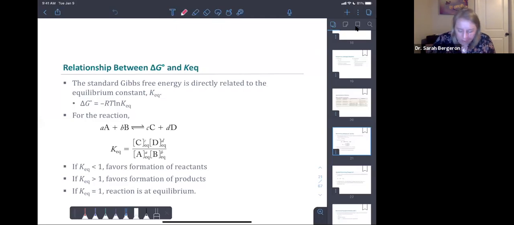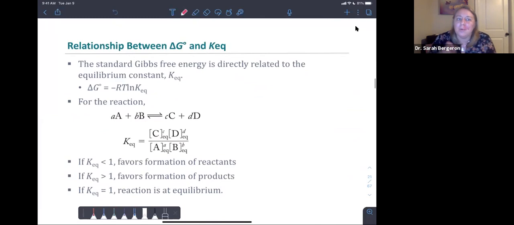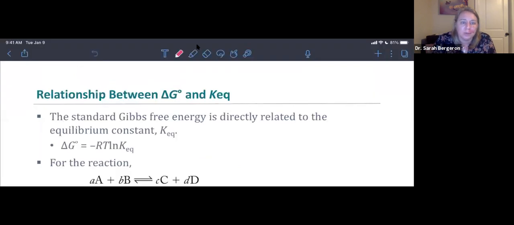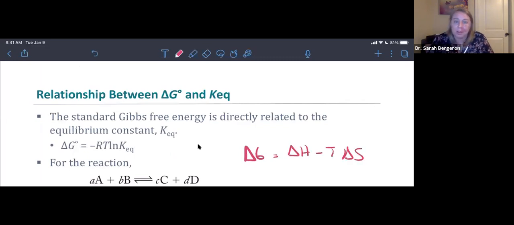Okay, so if we want to know the relationship between delta G and K equilibrium, we're using what I call the Ratlink equation. You remember that? You have to be able to solve for delta G. So how are you going to solve for delta G? You're going to have to do, let me write it. Delta G is equal to delta H minus T delta S. Remember this?